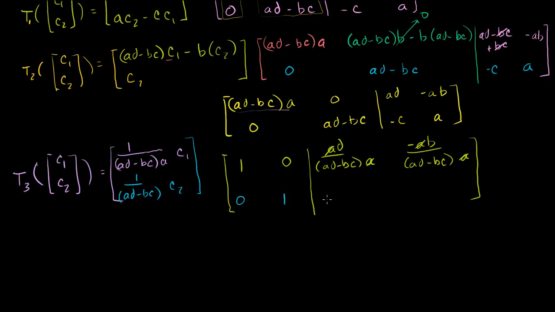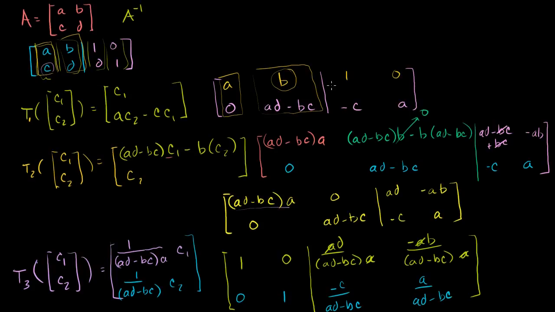Now we have minus C divided by this, so AD minus BC. And then we have an A divided by AD minus BC. And we're done. We put the left-hand side of our augmented matrix into reduced row echelon form. And now this is going to be our inverse. And let me clean it up a little bit.